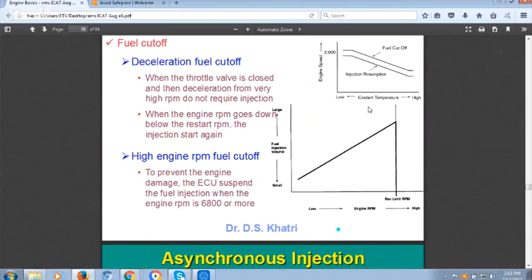Like in our engine, we do it at 6500 or 6800. So after 6800, even if you press the accelerator, the engine cannot go beyond 6800. Fuel supply will cut off. And when it is less than 6800, it will resume.